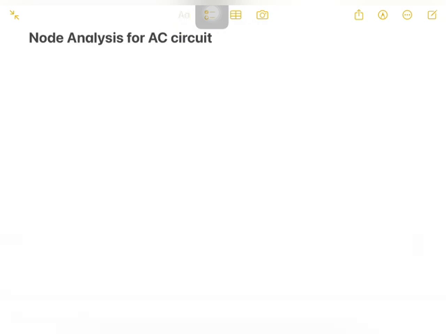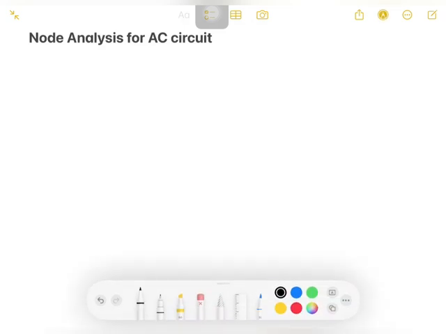Let us take a problem where we need to find V1 and V2 in the circuit. Let us take a circuit with respect to an AC source. So this is my AC source over here, which is 10 at an angle 30 degree.